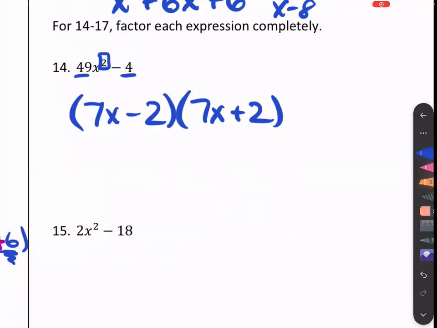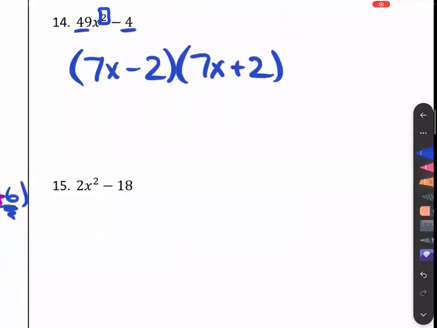So I take a square root of both of my terms. The square root of 49x squared is 7. The square root of 4 is 2. One's a plus, one's a minus. Done. And it doesn't matter which way you write it. If you wrote 7x plus 2 first and then 7x minus 2 second, that's totally fine, because it's the same answer there.